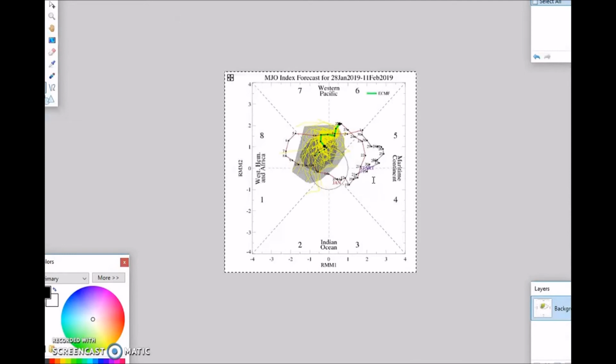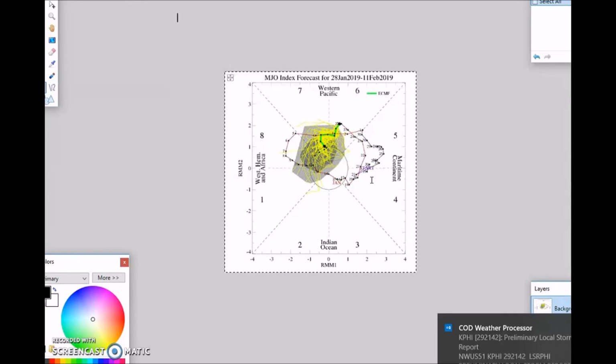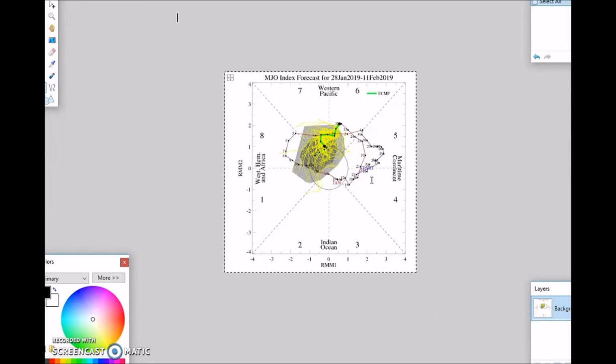Now, the MJO Phase 6 and 7 favors ridging over eastern North America, which we're supposed to have with mild temperatures, and a trough over western North America. The predicted weather pattern across North America is consistent with the MJO forcing of the North Atlantic weather for the next 2 weeks.